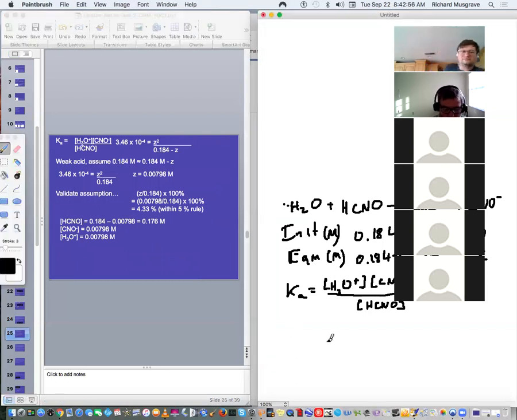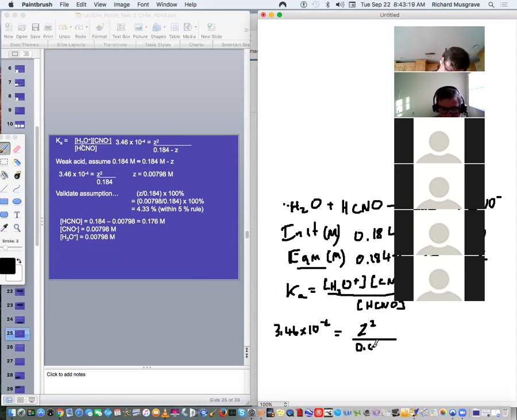So if I sub everything in here, I've got 3.46 times 10 to the negative 4. And all of these are equilibrium concentrations, of course. So this would be Z squared over 0.184 minus Z.